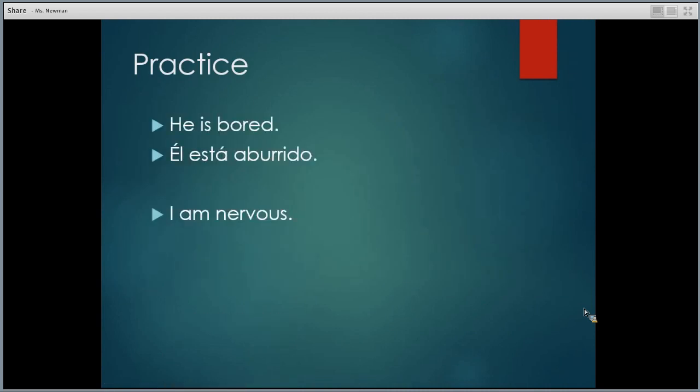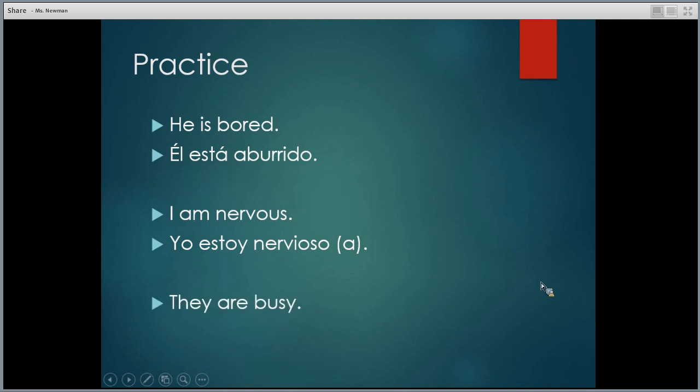Okay, I am nervous. If we refer back to our chart, the conjugation is estoy, yo estoy, and now I have an A here, depending on if you're a girl or a boy. If it's a girl, you'd say nerviosa, a boy would say nervioso. They are busy. Ellos están ocupados, so it means right now, temporarily, they are busy. Using están, that matches up with ellos. Ellos están ocupados.